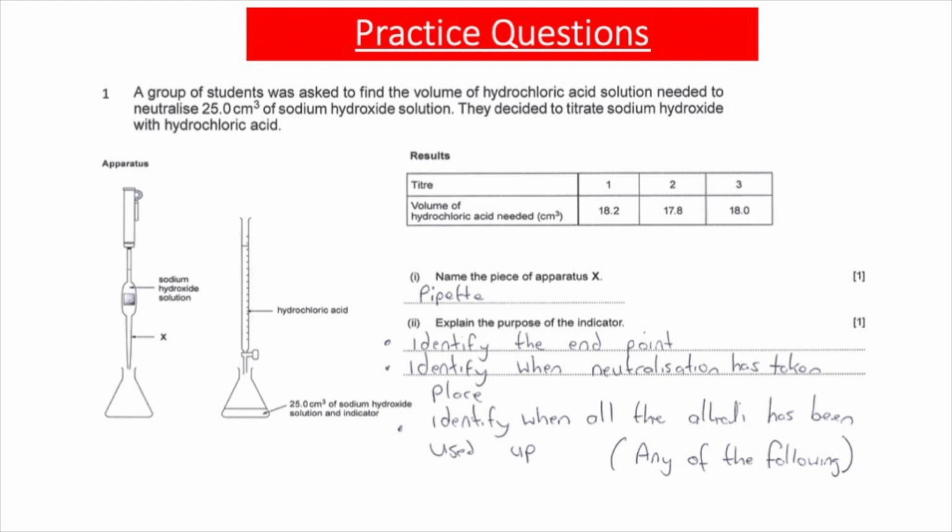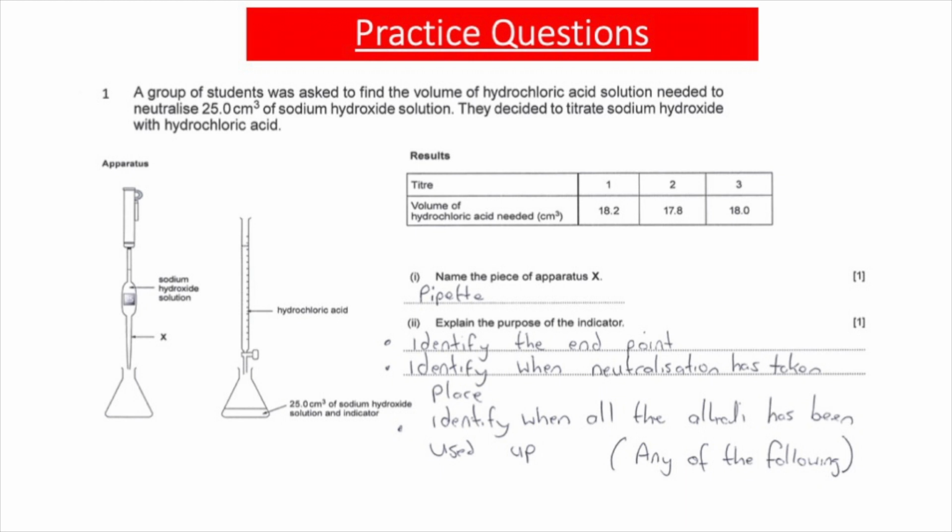So it says a group of students were asked to find the volume of hydrochloric acid solution needed to neutralise 25 centimetres cubed of sodium hydroxide, and they decided to titrate sodium hydroxide with hydrochloric acid. And the results of the experiment are shown here on this slide. Now the first question is asking you to name the piece of apparatus X. So X is a pipette, 1 mark for that.